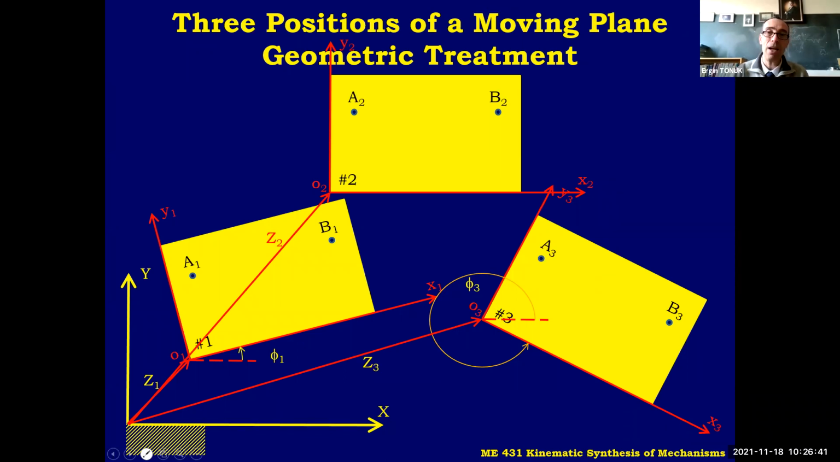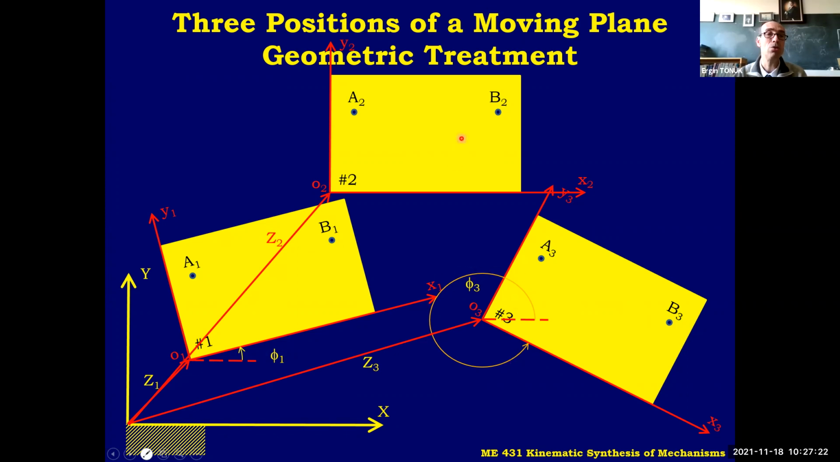So actually, this is our problem. We have the plane in position number 1. We have to guide it through 2 and 3. And for geometric treatment, actually, we can represent the plane by 2 homologous points, A1, B1, A2, B2, and A3, B3. Or for analytic treatment, we will use complex numbers Z1 and the orientation of the plane phi1, Z2, phi2 is nearly 0 here, and Z3 and phi3.